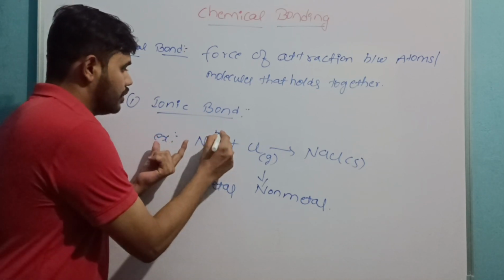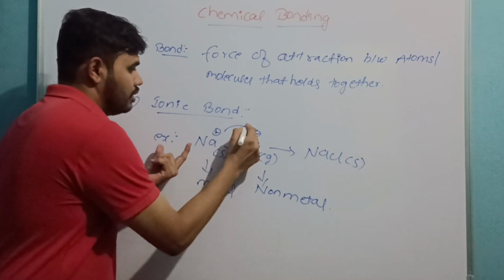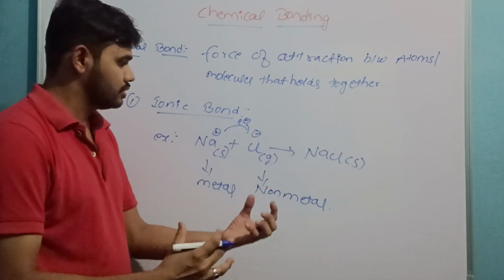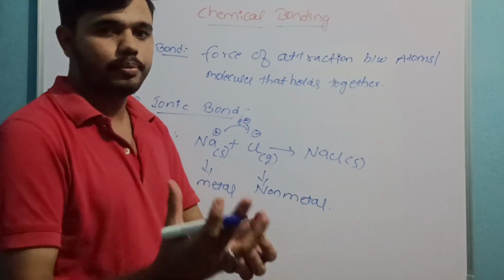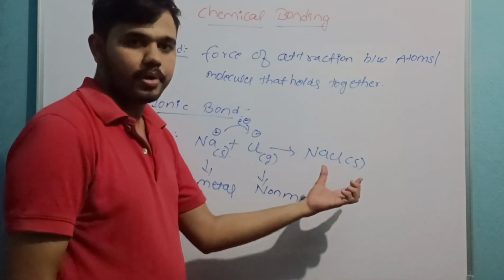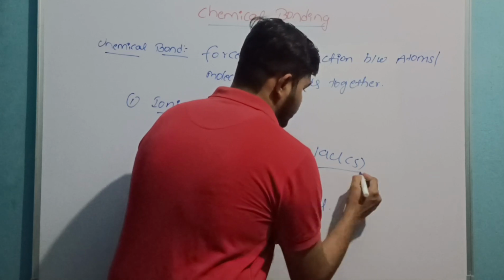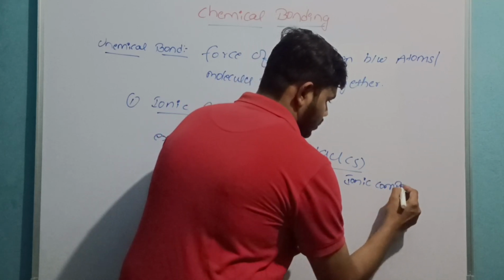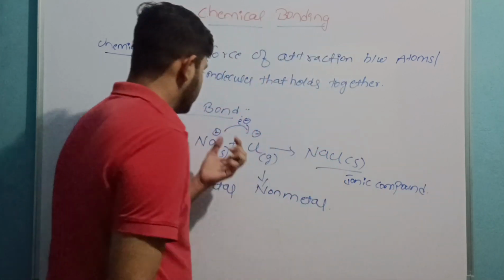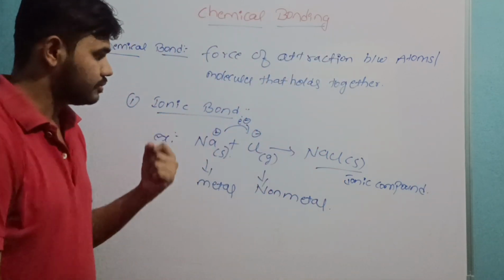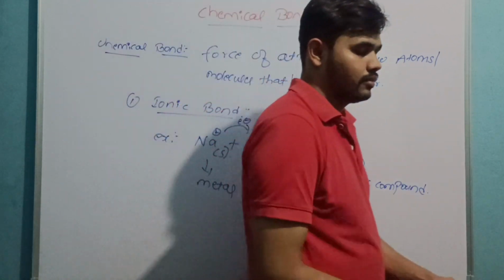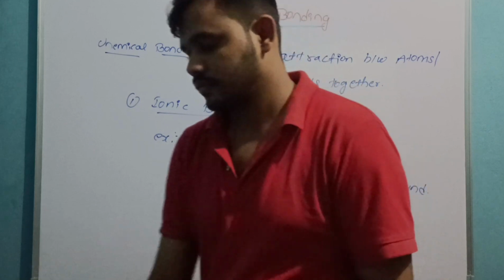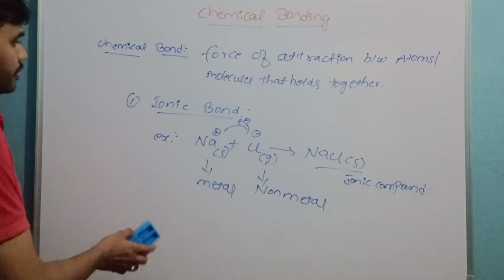Here the metal will donate electrons and the non-metal will accept electrons, and they form a compound called an ionic compound. This is how ionic bond is defined. Okay, second type.